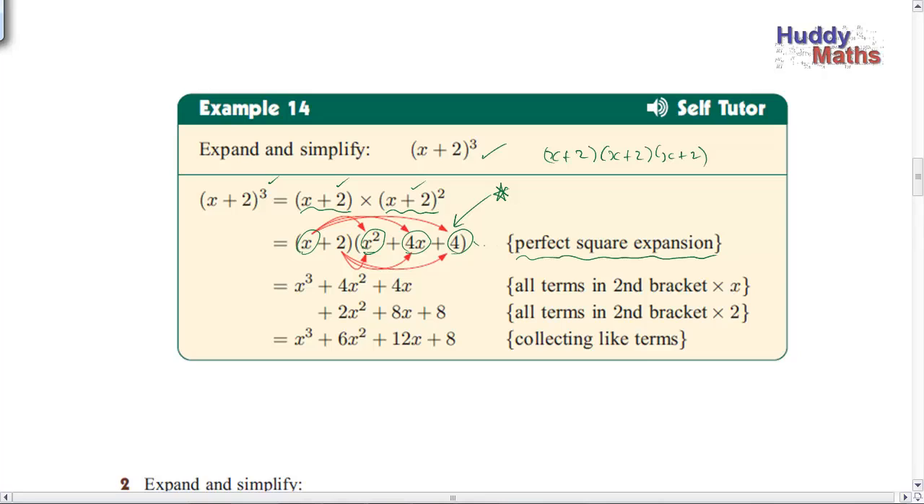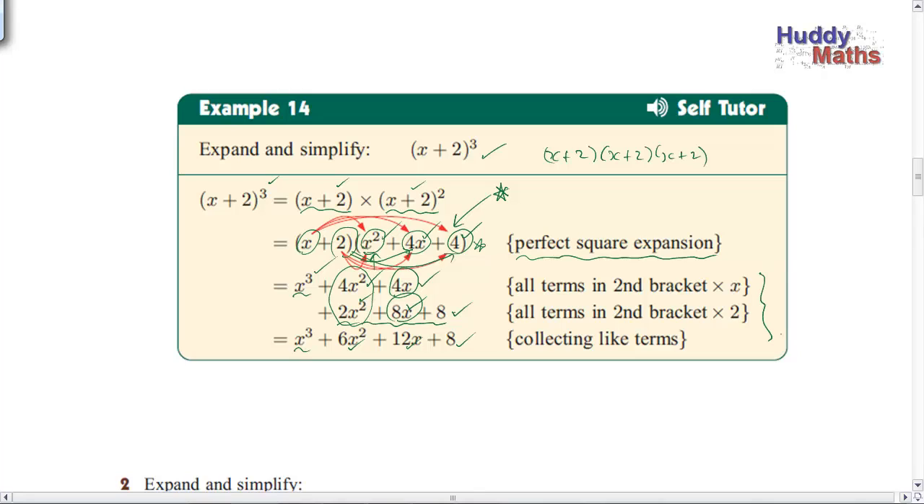Okay, let's look at what it means now. It's x times each of these. So it's x cubed, there it is. x by 4x is 4x squared. x by 4 is 4x. Putting the matching or like terms under each other, 2 by x squared is 2x squared. 2 by 4x, 8x. 2 by 4 is 8. Now there is only one x cubed term, so that stays by itself. There is a 4x squared and a 2x squared, which comes to 6x squared. 4x plus 8x comes to 12x, and you've got 8.